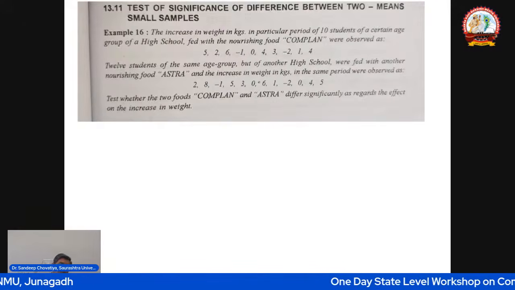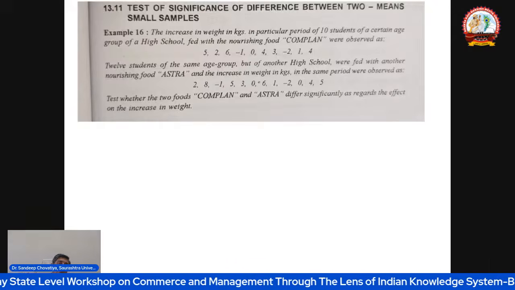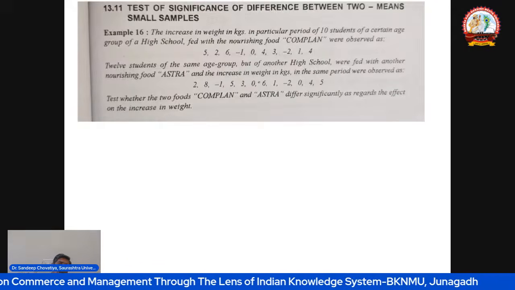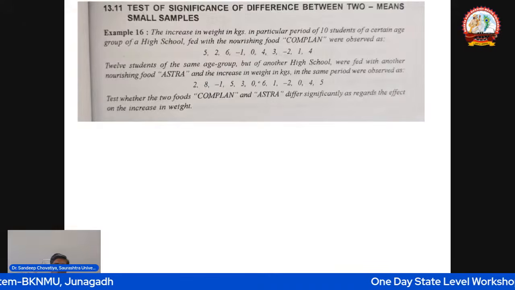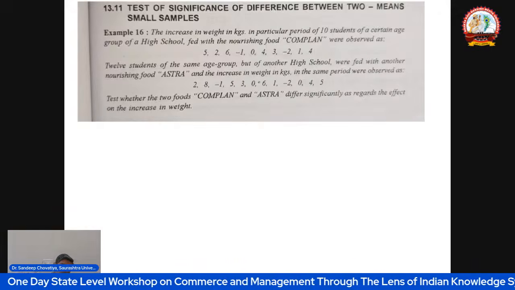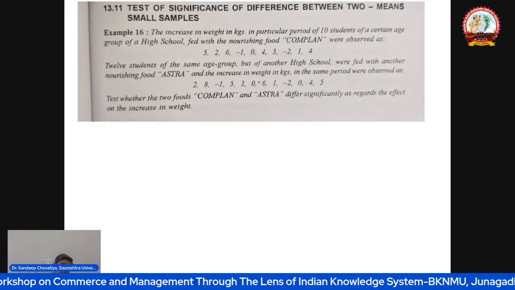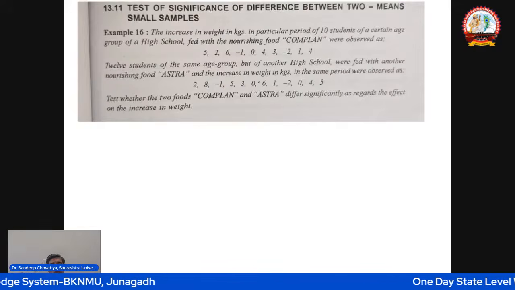હવે બીજી કોઈ સ્કૂલમાં, બરાબર, they do the experiment in another school with 12 students with another nourishing food which is Extra, અને પછી એને વજન આપ્યો તો આ રીતના વજન મળેલો છે. Now test whether the two foods, Complan and Extra, differ significantly as regards the effect on the increase in body weight. આપણે આવું બરાબર, બે જુદા જુદા મીન: એક કયો છે ભાઈ? કોમ્પ્લેનની ઇફેક્ટ શું છે, બીજું કયું છે ભાઈ? એક્સ્ટ્રાની ઇફેક્ટ સ્ટુડન્ટ્સ ઉપર શું થાય છે. આ બે ને કમ્પેર કરી અને એનાલિસિસ કરવાનું છે આપણે.